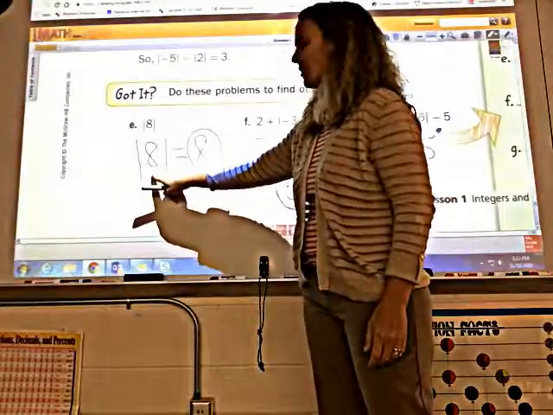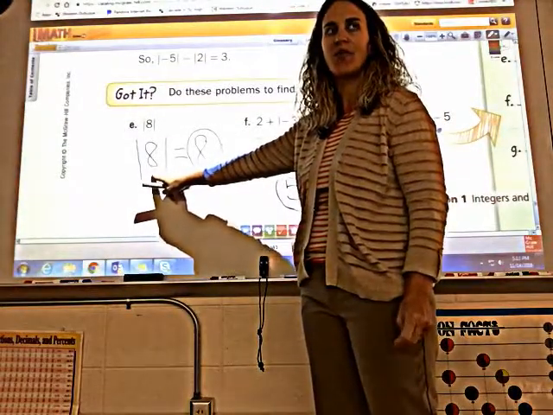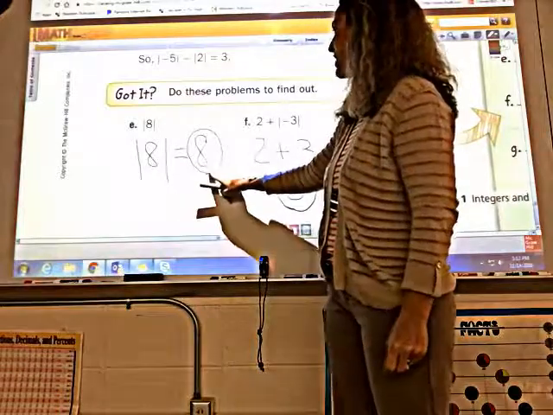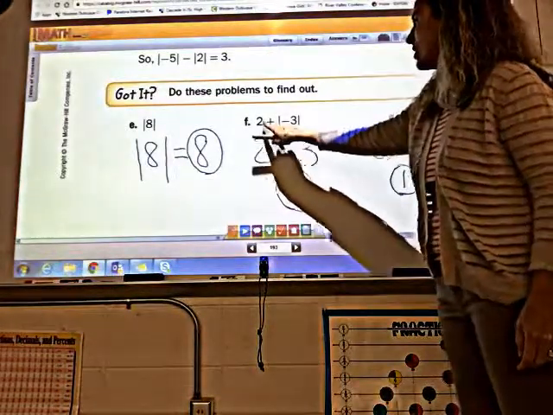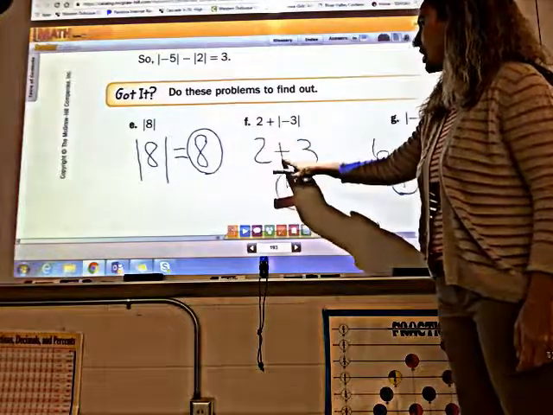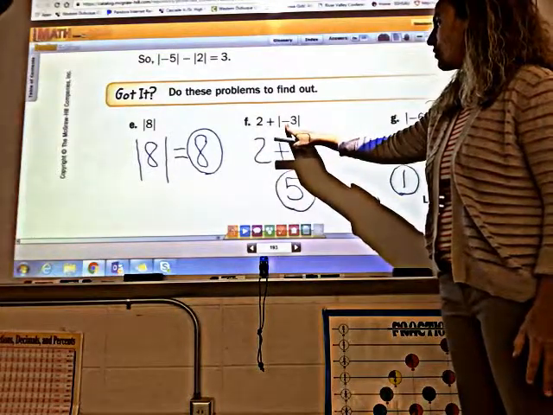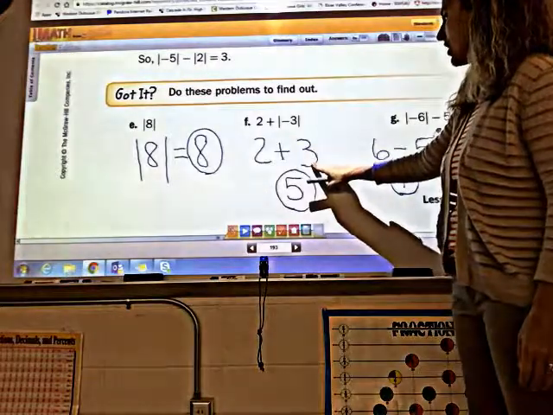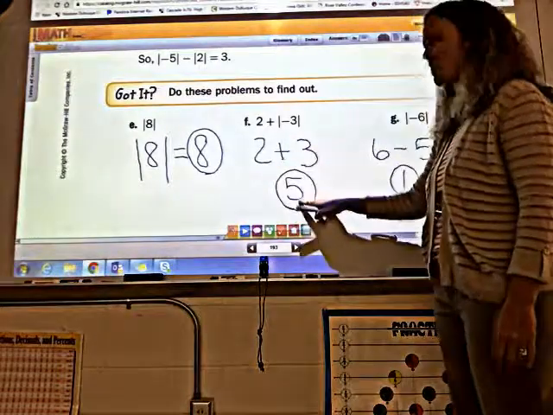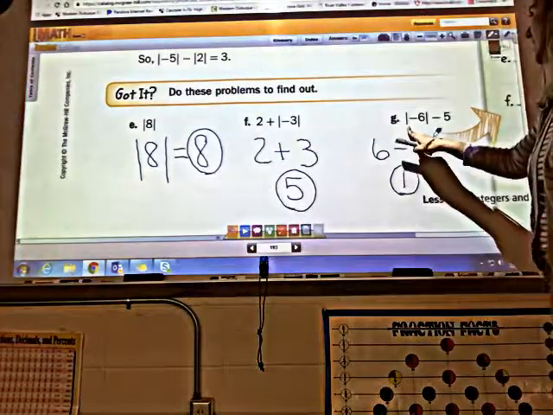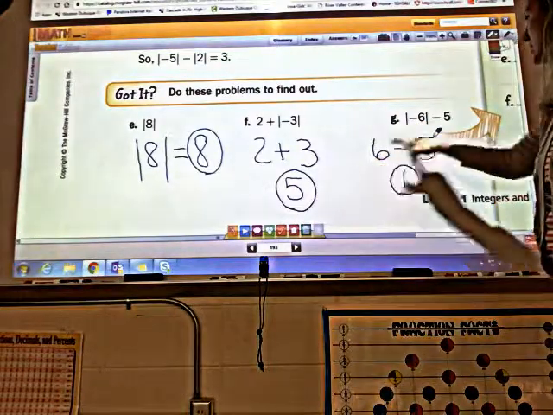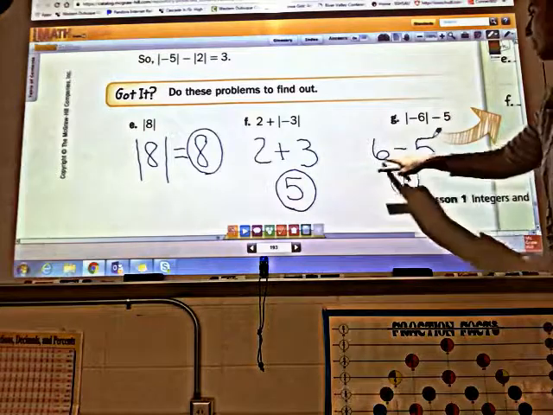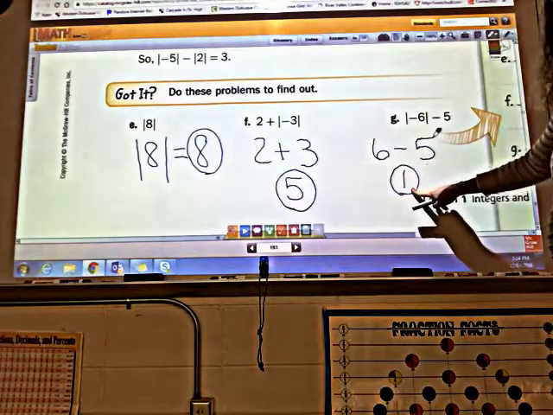Absolute value of 8. So again, how many places is 8 away from 0 on a number line? So it would be 8. Here I'm taking 2 plus the absolute value of -3. So -3 would be 3 places away from 0 on a number line. So I put 3. So 2 plus 3 gives me 5. Looking at example G, the absolute value of -6 would be 6, minus 5. 6 minus 5 is 1.